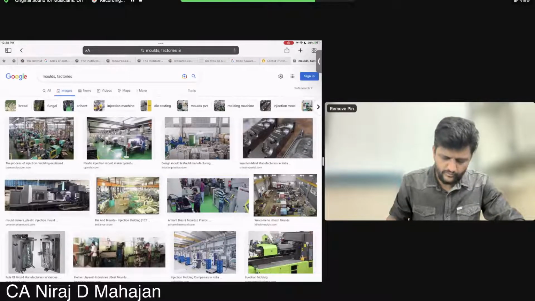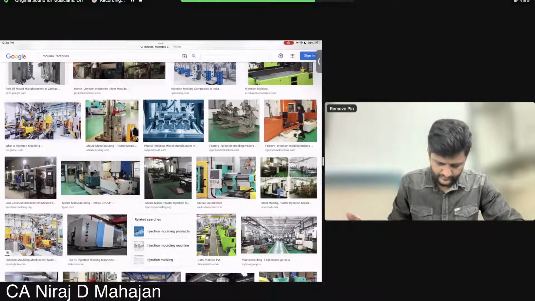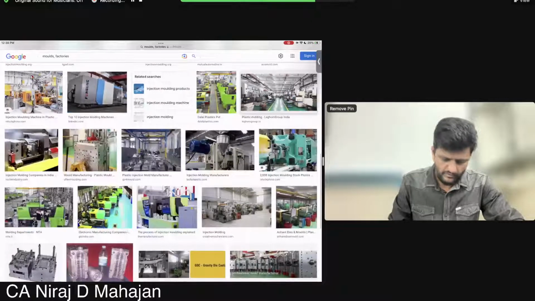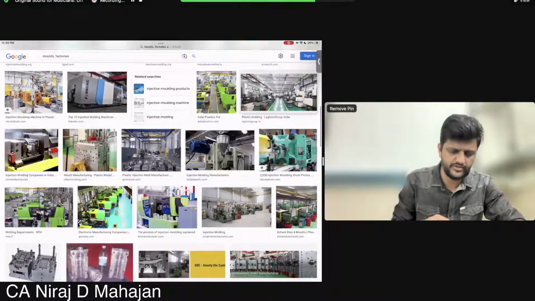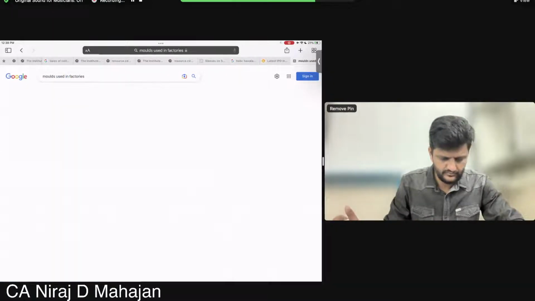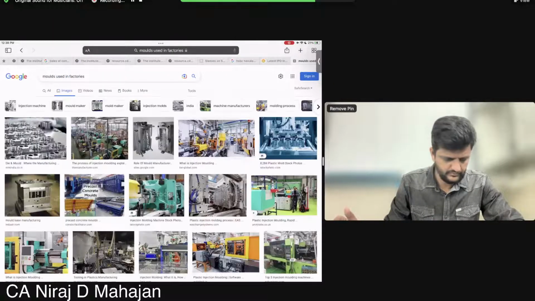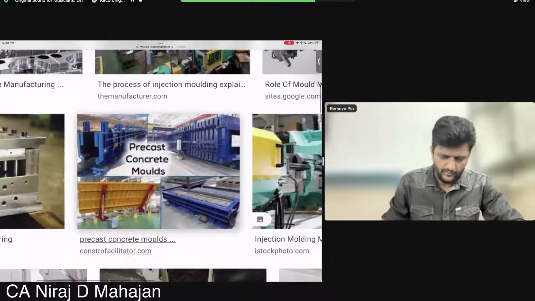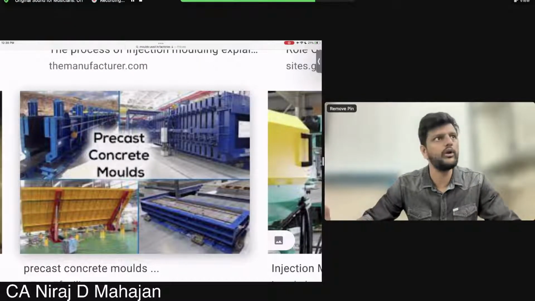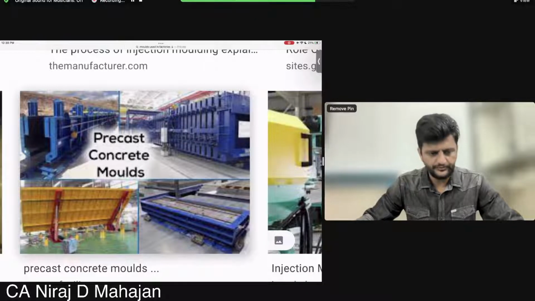They're making molds, or basically I wanted molds used in a factory. Okay, whatever has a structure. Precast concrete molds. These days, bachcho, even walls, you know, the wall which we have in the rooms.